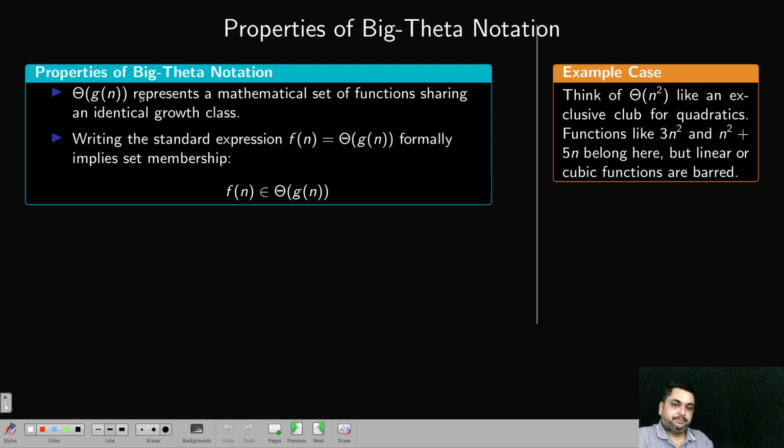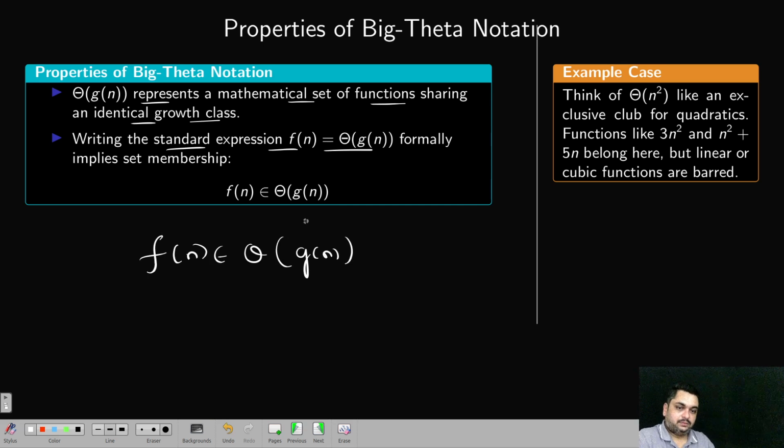Now we'll see some other properties that we have seen for both big omega and big O. The theta of g of n represents, mathematically, a set of functions sharing an identical growth class. Writing the standard expression f of n equals theta of g of n formally means set membership, that is, f of n belongs to theta of g of n. So this is a set.